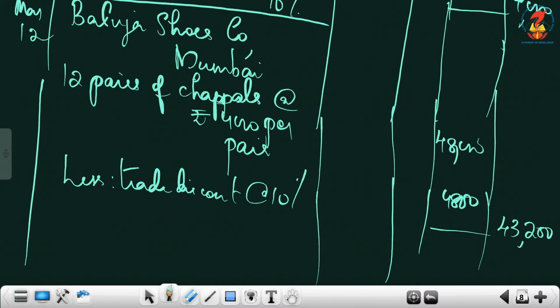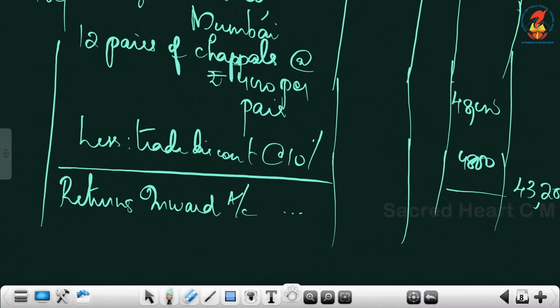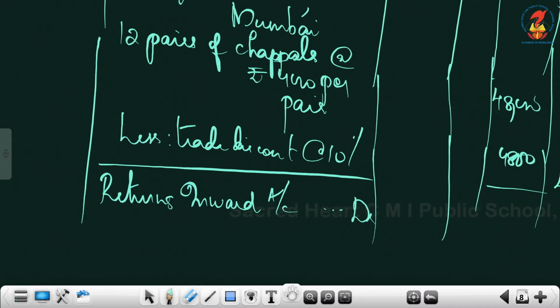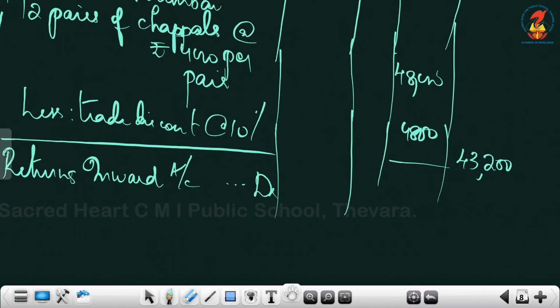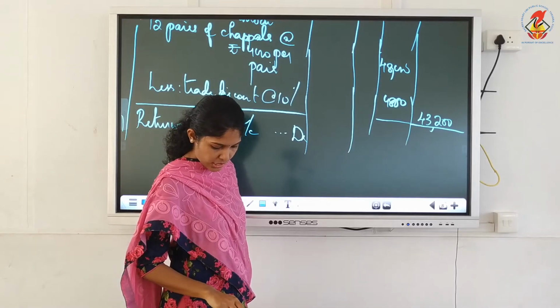We have only 2 transactions. So here you write returns inward account. This will be having a debit balance. Returns inward means sales return, that is having a debit balance. The date will be March 31st and the total amount you have to write, that means add your amount column.